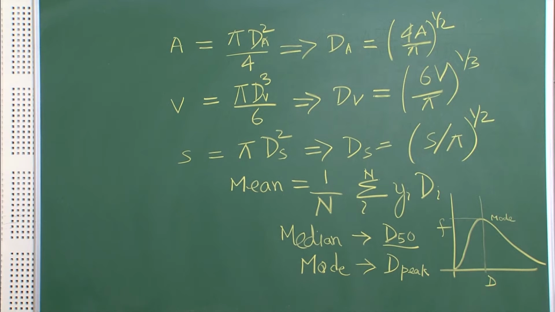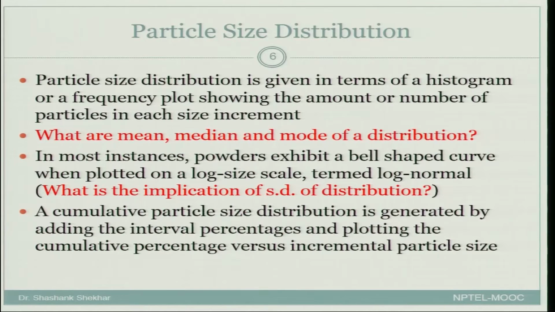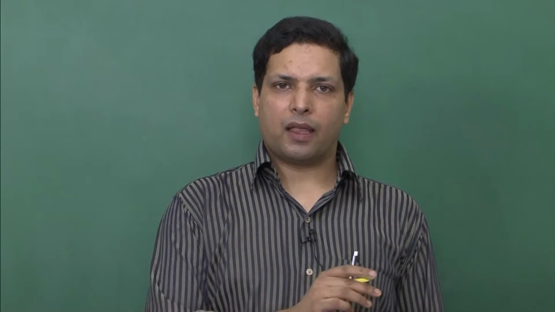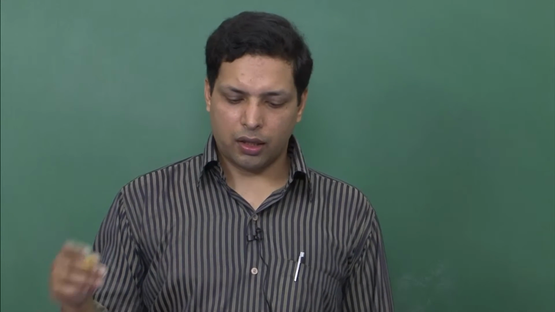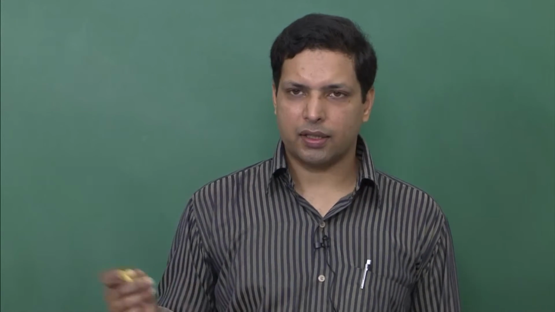But this is just one number, and it is quite possible that two different distributions may have the same mean or median values, and still they may have different distributions. Therefore, something else is needed to describe this distribution, and that particular quantity which is very common to describe this is standard deviation. So, for any kind of distribution you would like to have a standard deviation defined, and it is the standard deviation which defines the variation or the range of distribution in the particle size that you have.